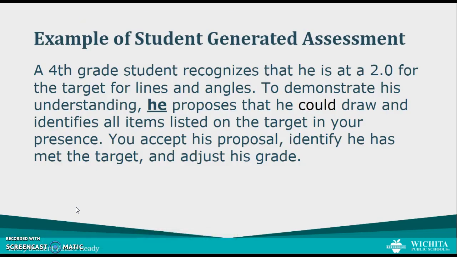So the next one is student-generated assessments, and this is the most underutilized form of assessment. Students are the ones who generate the ideas and how they want to demonstrate their current level on a given topic or their understanding. He or she is the one that comes to you and asks you, but you as the teacher have to express to the student when you feel it's appropriate for them to demonstrate their knowledge.